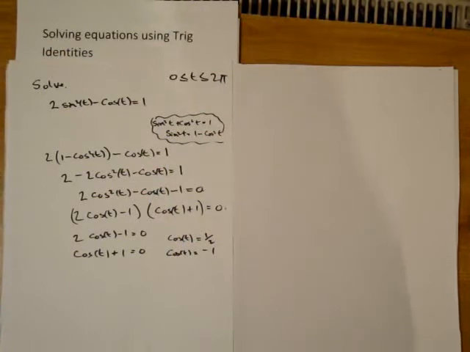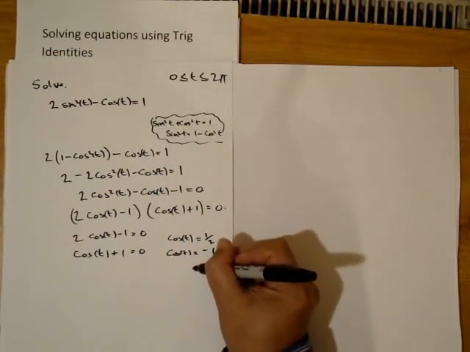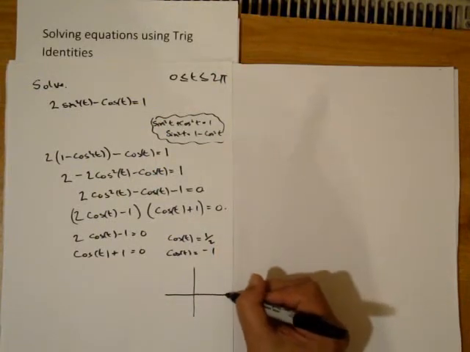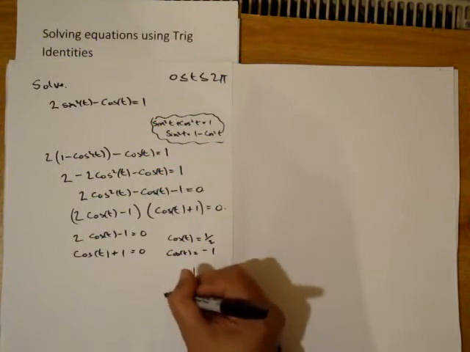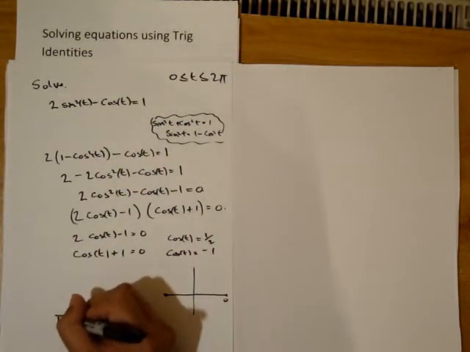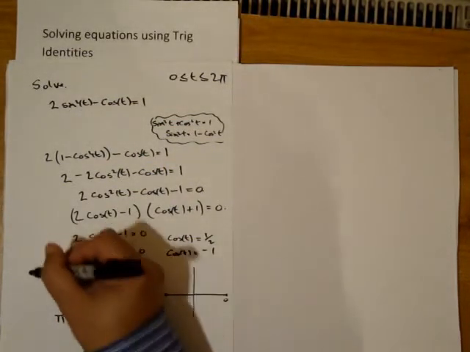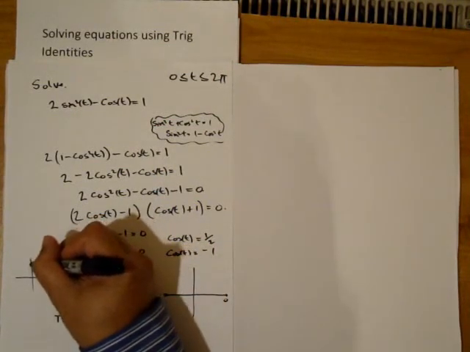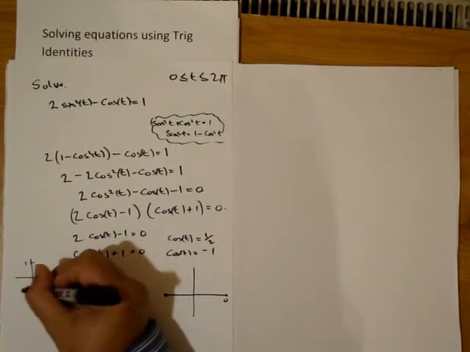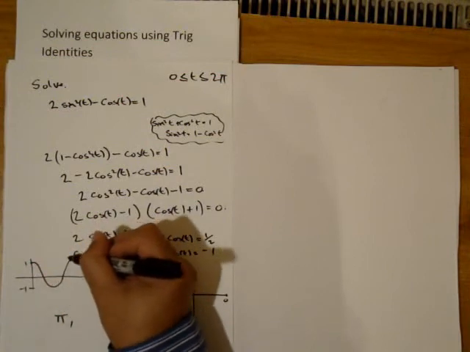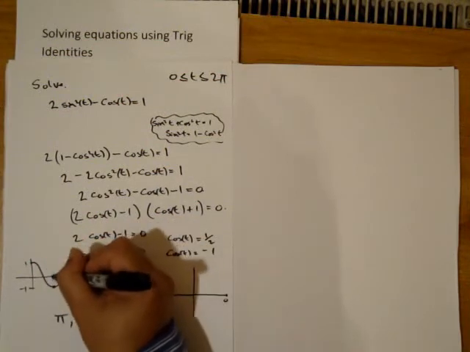So let's have a think about this. So where does cos t equal minus 1? Let's go for minus 1 first. The only place that it would equal minus 1 is here at pi. So our first solution would be pi. Think of this if we draw a quick graph, we've got 1 there, minus 1 there, and our cosine curve comes like this. So minus 1 would be here, which is pi.